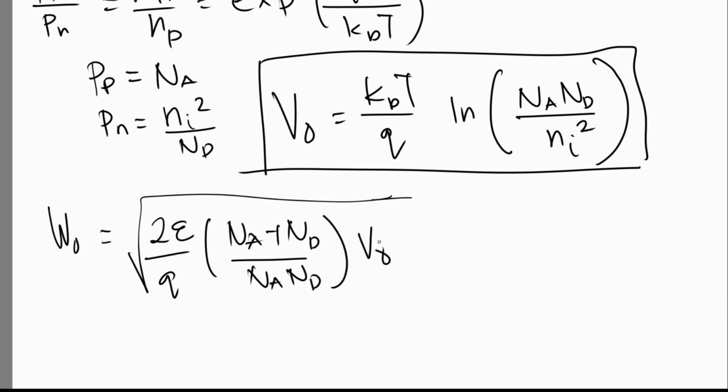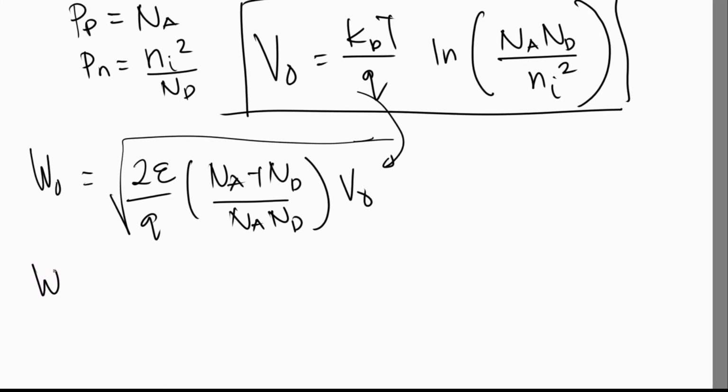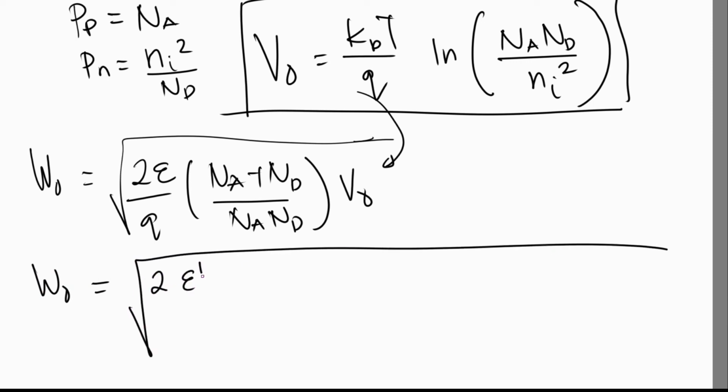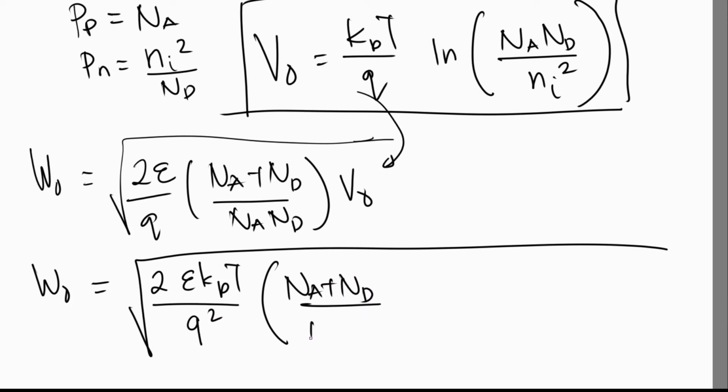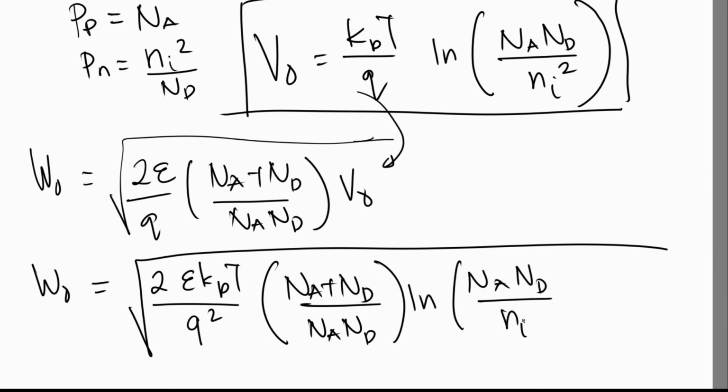But we have an expression for V naught here. V naught is equal to KBT over Q times Ln of Na Nd over Ni squared. And putting this here, we will get W naught is equal to the square root of 2 epsilon KBT over Q squared, Na plus Nd over Na Nd, Ln of Na Nd over Ni squared.